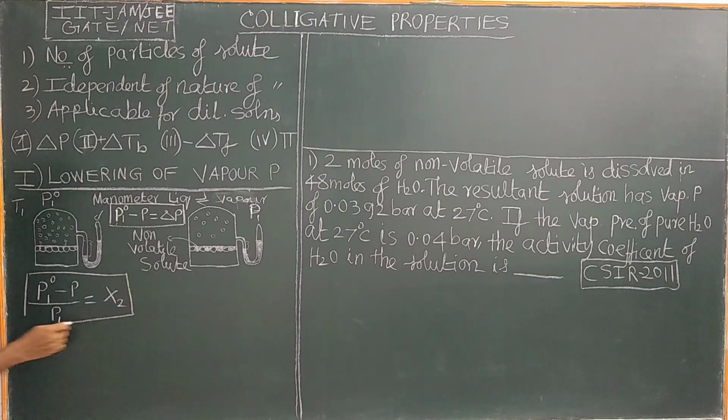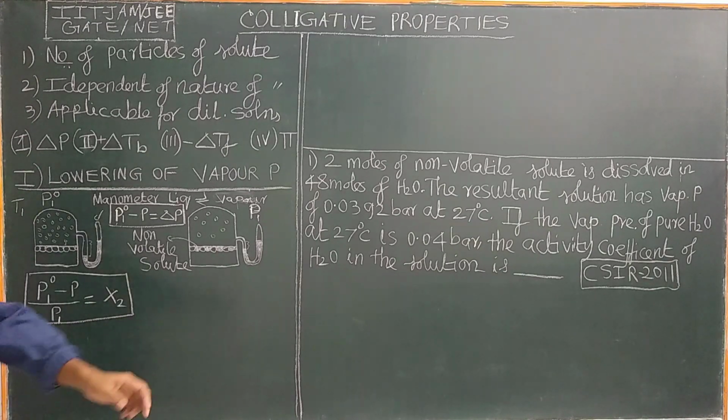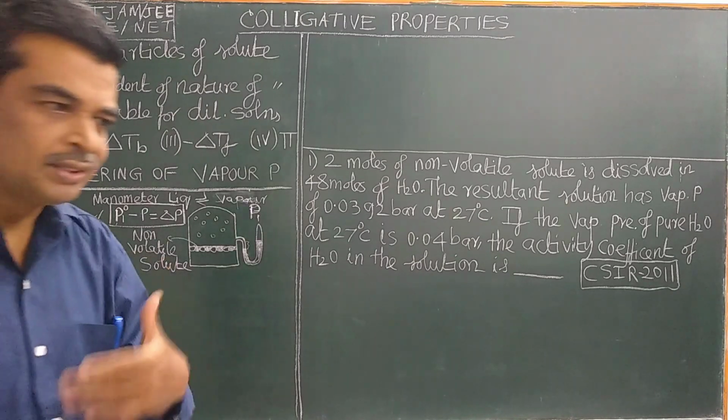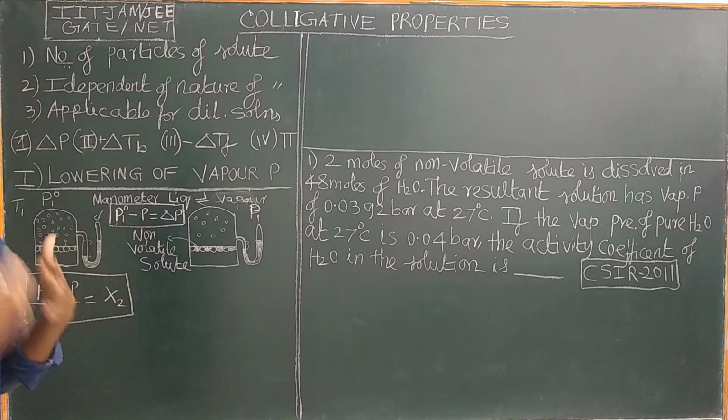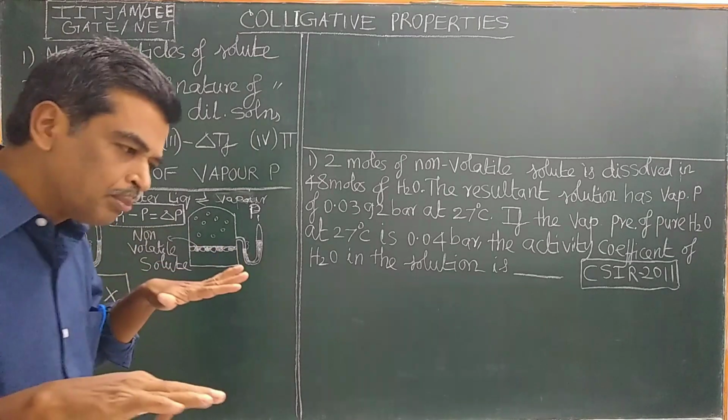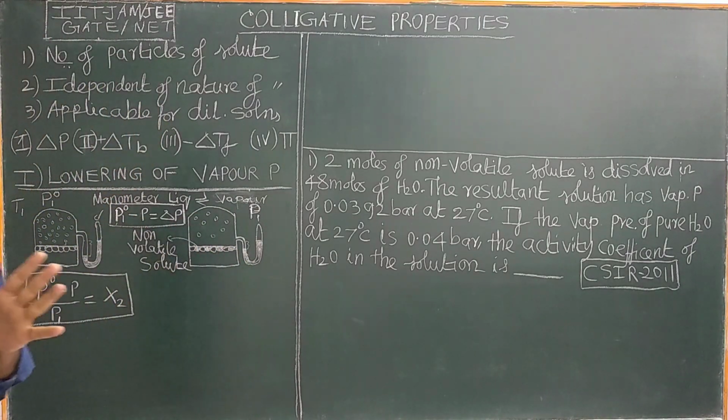The relative lowering of vapor pressure is equal to the mole fraction of the solute. He has shown this by doing several experiments. Now, as I said, what is evaporation? Evaporation occurs at all temperatures. What is boiling point? Boiling temperature.